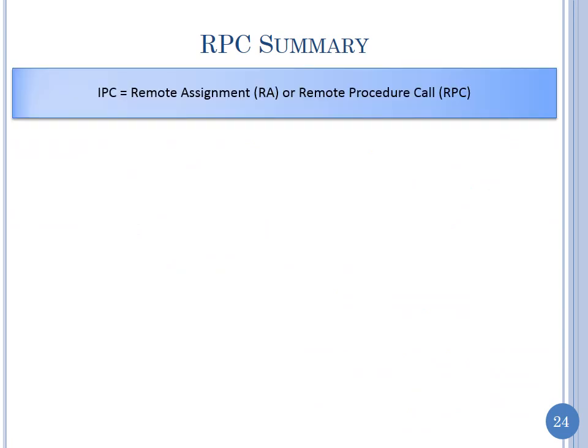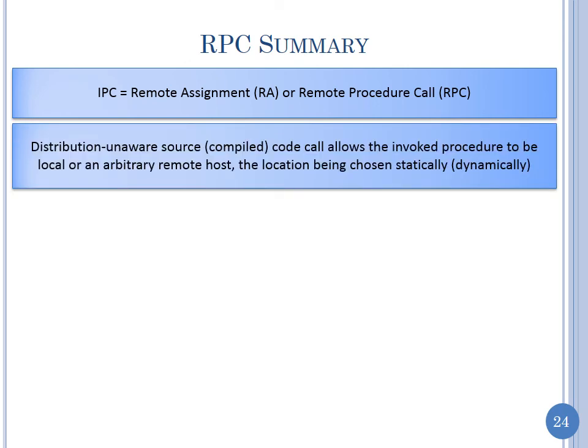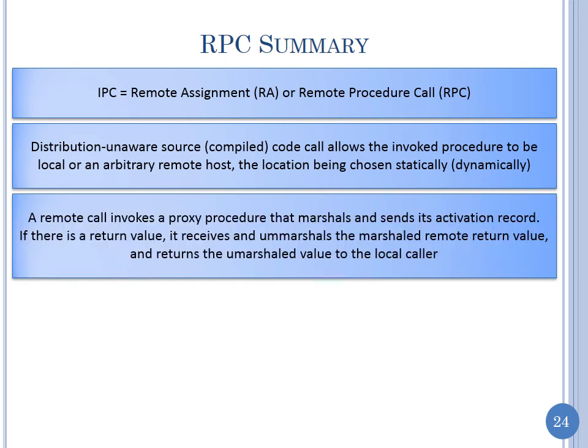So, RPC summary. We can either be doing assignment or remote procedure call. And in RPC, we talk about remote procedure call. And we can have our calls be location unaware or aware. And we can talk of this happening in the source code or compiled code. What you get from lack of awareness is the ability to choose the location and to determine whether the code is invoked locally or remotely. And if the compiled code is unaware, then you have this decision being made dynamically.